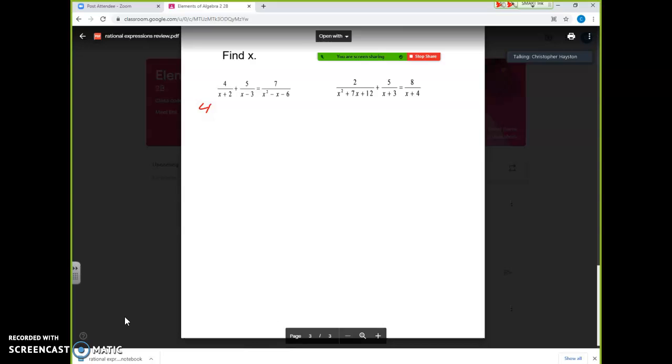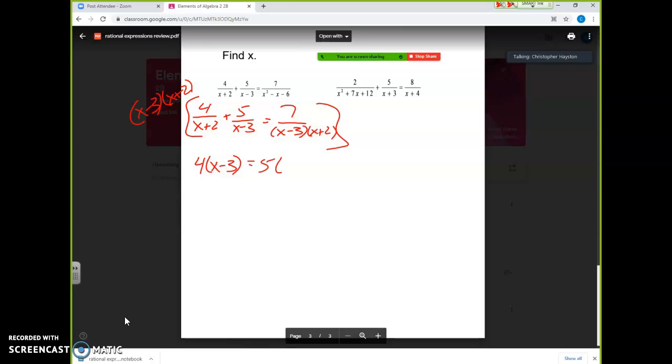All right. So essentially, I do have to factor the bottom, or you can factor, and keep in mind, I'm going to keep it where there's some commonality with the other denominators. If I multiply everything by x minus 3, x plus 2, the first fraction, the x plus 2 cancels out, and I'm left with 4 times x minus 3. The second fraction, the x minus 3 cancels out, and I'm left with 5 times x plus 2. And on the right side of the equal sign here, the denominator completely goes away, and I'm left with 7.